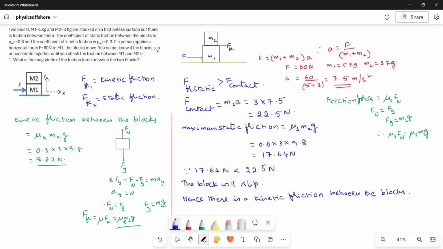You do not know if the blocks slip or accelerate together until you check the friction between M1 and M2. What is the magnitude of the friction force between the two blocks?